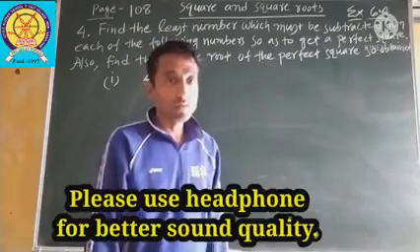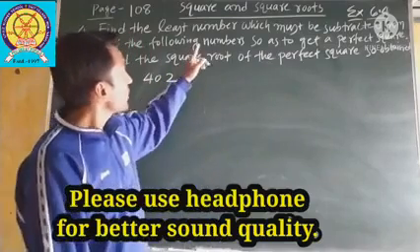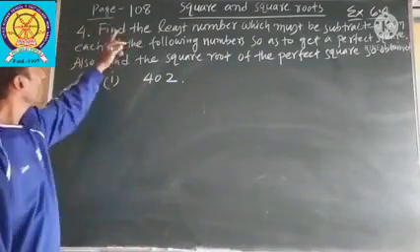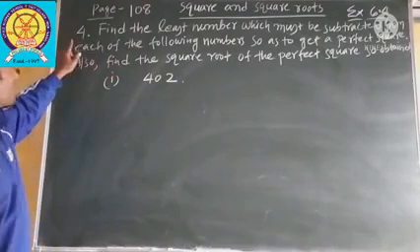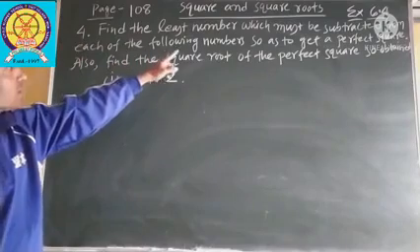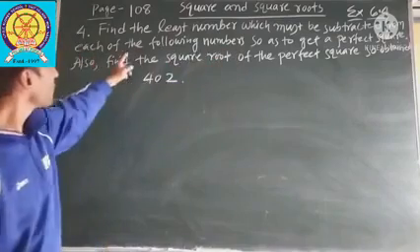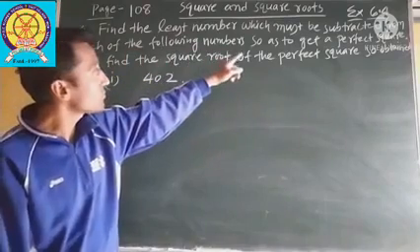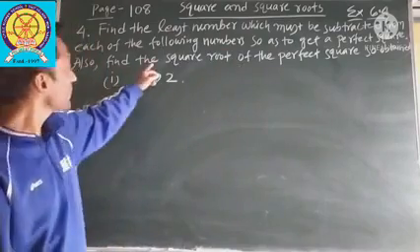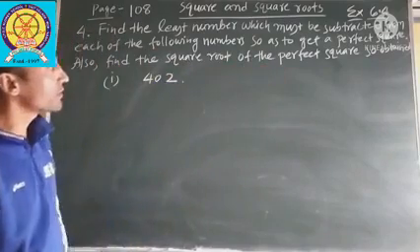Hello students, today we will learn our topic Squares and Square Roots, Exercise 6.4, page number 108, question number 4. Find the least number which must be subtracted from each of the following numbers so as to get a perfect square. Also find the square root of the perfect square so obtained.